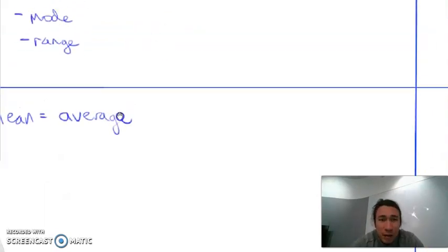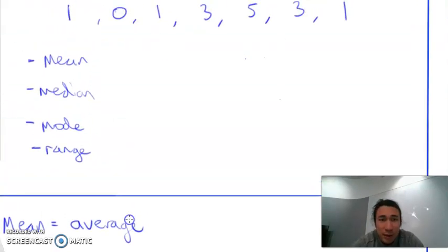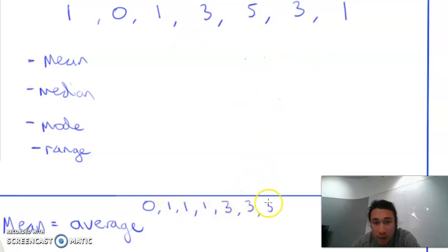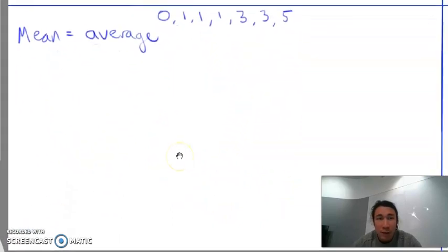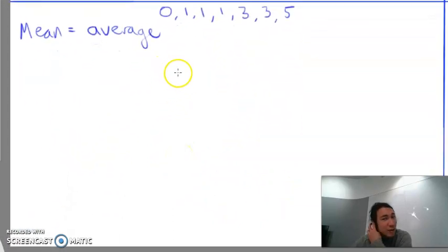So if I look back to my list of numbers, here it is. When you get a question like this, the first thing I always want you to do is to get your list of numbers and write them from smallest to largest. And this will make sense shortly, but I'm going to do that down here. I'm going to list my numbers, and then there's 2 3s and a 5, from smallest to largest, and that'll make sense why we do that shortly. So the mean is the average.